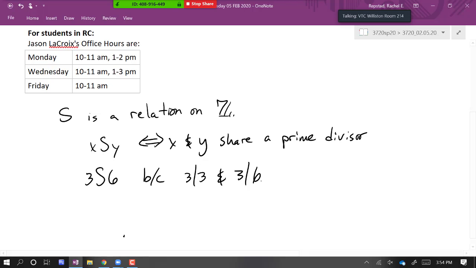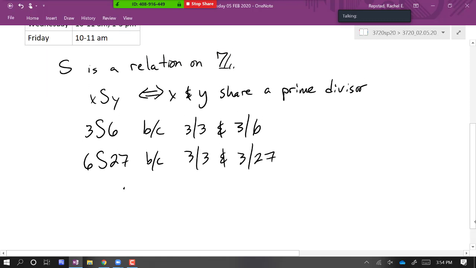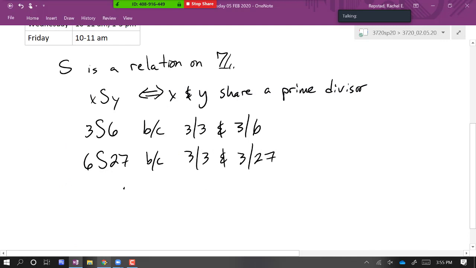It's not that x has to divide y, but they just have to have a factor in common. So for example, 6 is related to 27 because 3 divides, with the same prime, right? 3 divides 6 and 3 divides 27. So in this problem, they ask us to see what properties hold. So the first property that we usually look at is reflexive. What do we think about that?